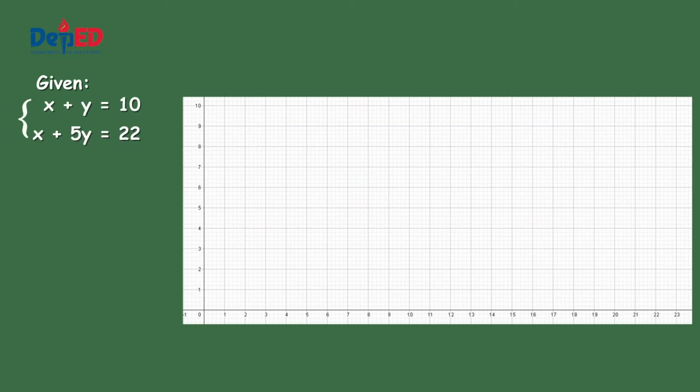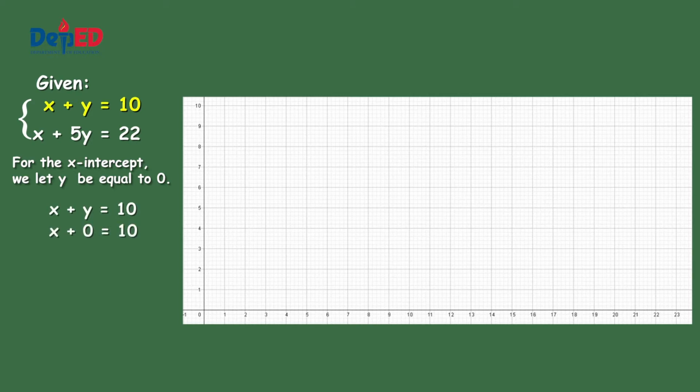Given a system with linear equations x + y = 10 and x + 5y = 22, we first graph the first equation, x + y = 10. The easiest way to graph this is by finding the x and y intercepts. For the x-intercept, we let y be equal to 0. The equation x + y = 10 becomes x + 0 = 10, which simplifies to x = 10. We now have one ordered pair, (10, 0).